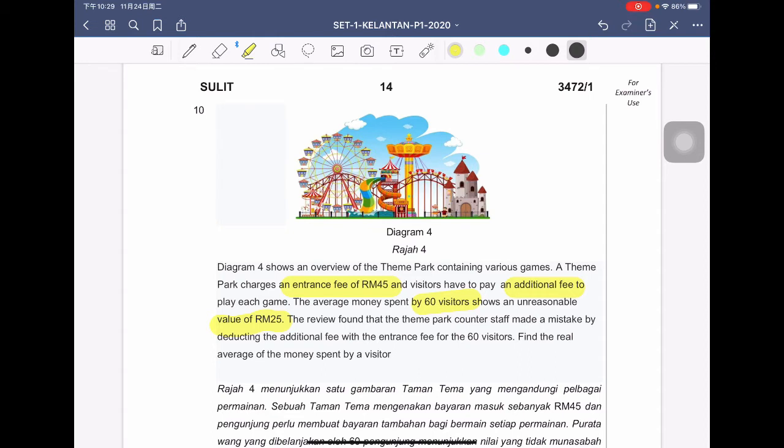Okay, so for here you can see the actual entrance fee of each visitor should be 45 ringgit. But at the end, the average money spent by 60 visitors is only 25 ringgit. However, the actual money spent by a visitor should be greater than 45 ringgit, right? So it means something is wrong somewhere. So we need to find where the mistake is. How much money was deducted by the counter staff? What's the mistake he or she made?